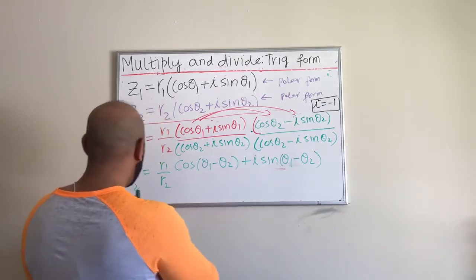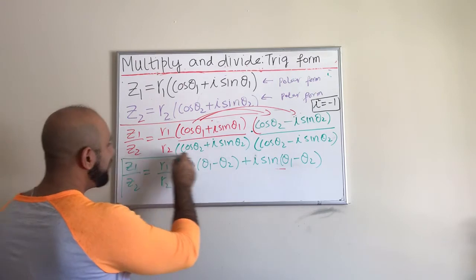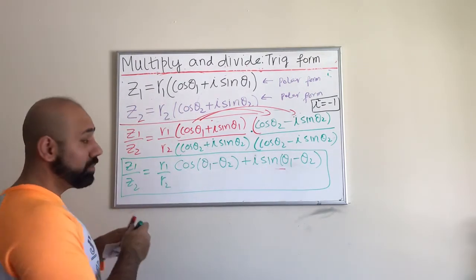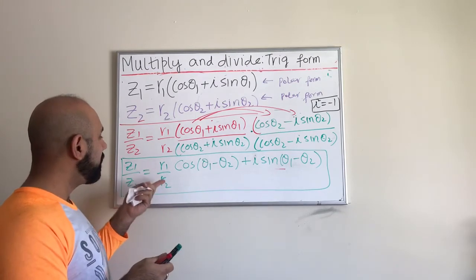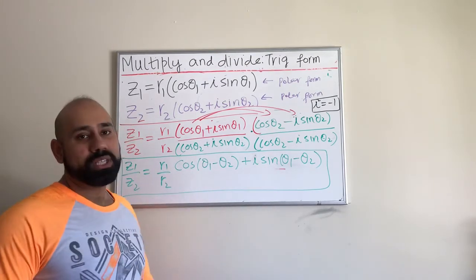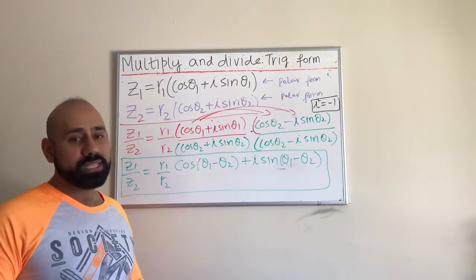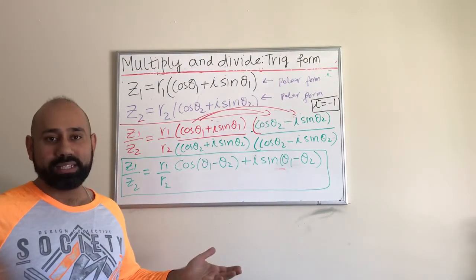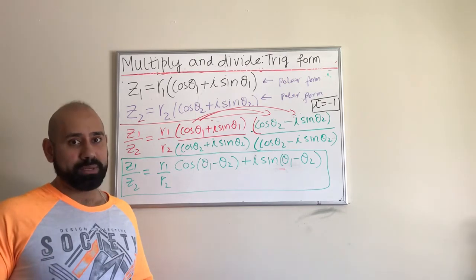So finally, when we take the quotient, when we divide two complex numbers, what happens here? You divide their respective absolute values, r1 over r2. And what do we do with the angles? You just subtract: theta 1 minus theta 2. So guys, when we multiply, you add the angles. When we divide, you just subtract the angles. That's how people like to remember these things.